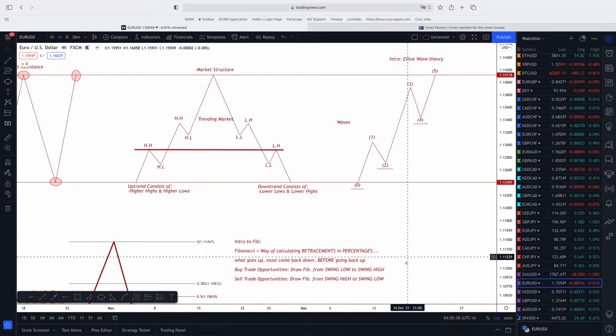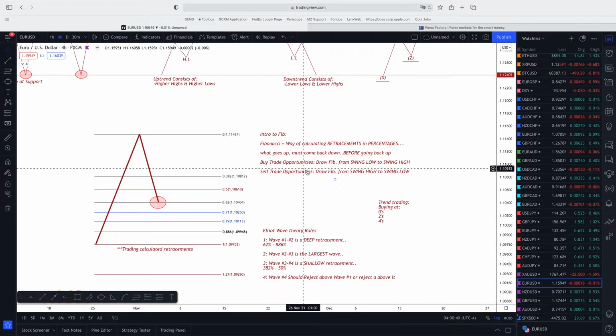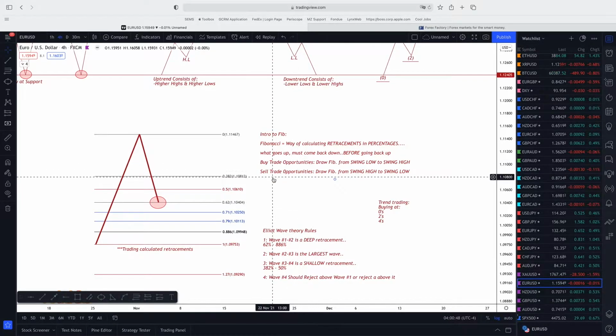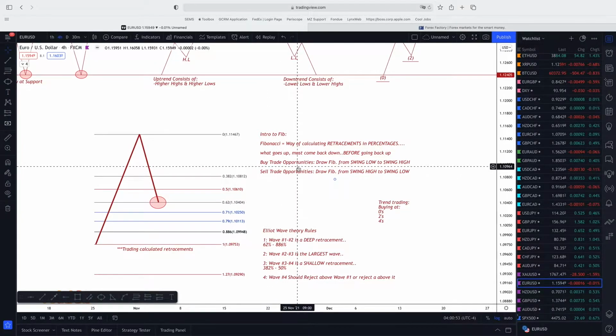Now, when you guys are drawing this Fibonacci, write this down because so many people do it the wrong way. If you do it the wrong way, you ain't gonna get it right. So when you're looking for buy trade opportunities, you want to be able to draw your fib from swing low to swing high.